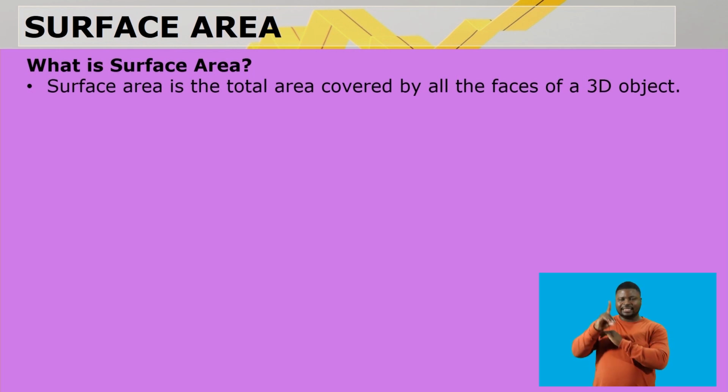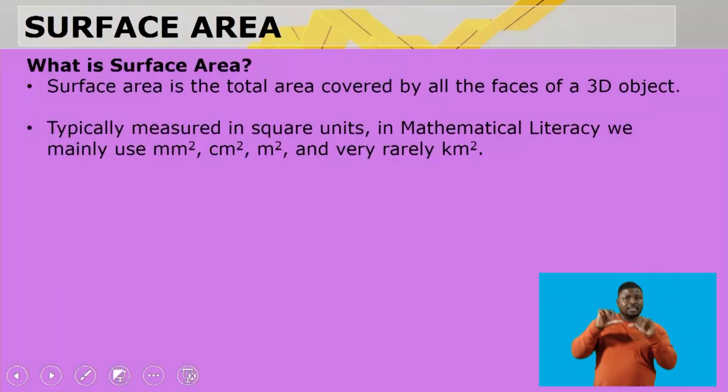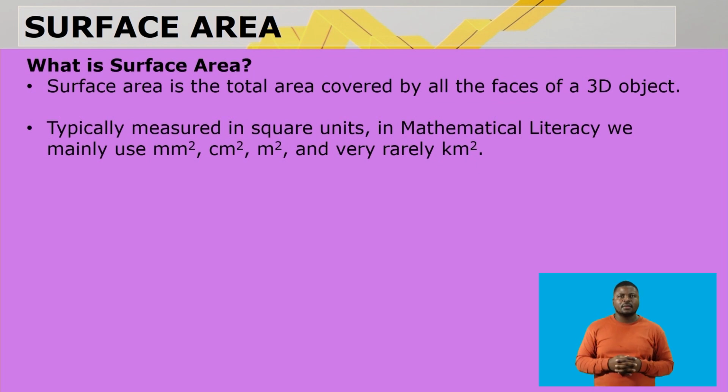Now, think of a box. It's a closed box, and it stands on a table. The box's base is its area. Now, if you unfold it and make it flat like a paper, all that cardboard is going to be the surface area. It is typically measured in squared units. In mathematical literacy, we mainly use millimeters squared, centimeters squared, and meters squared, and then very rarely kilometers squared.